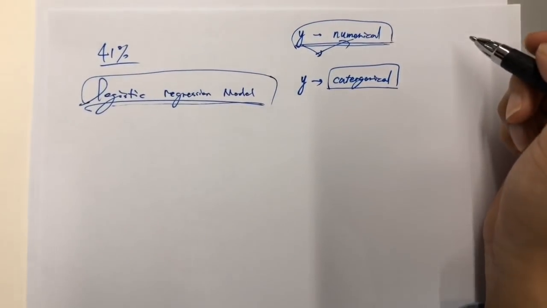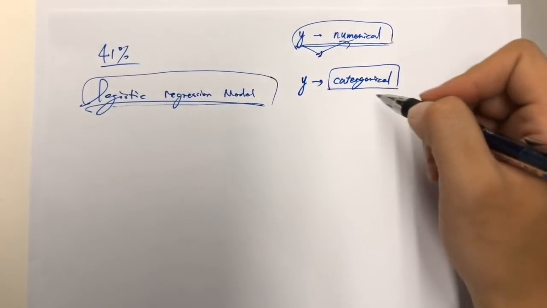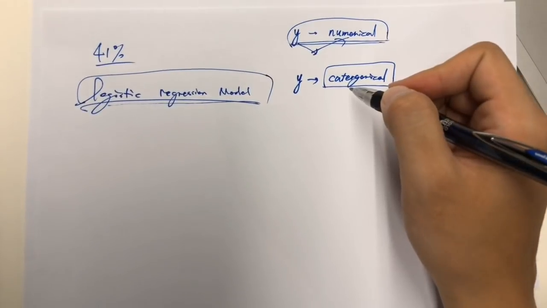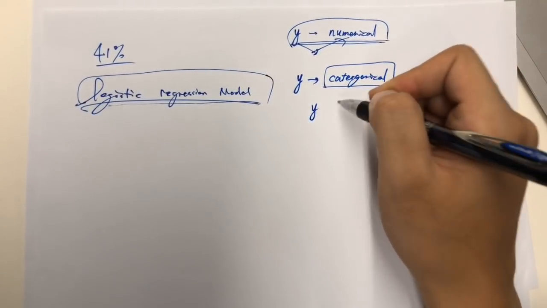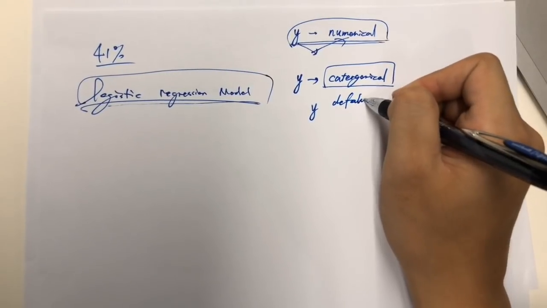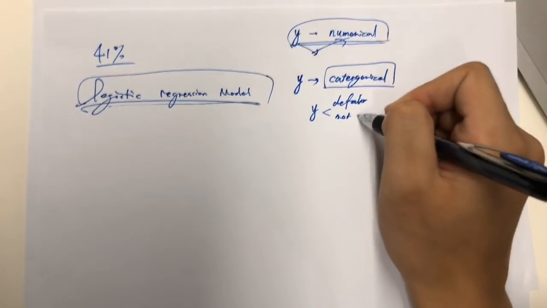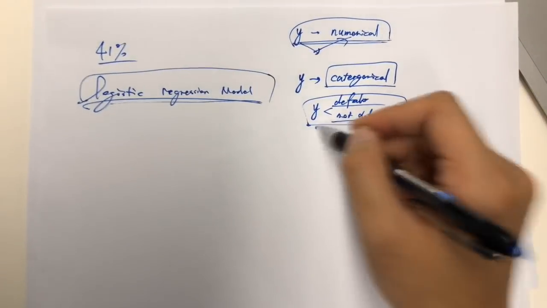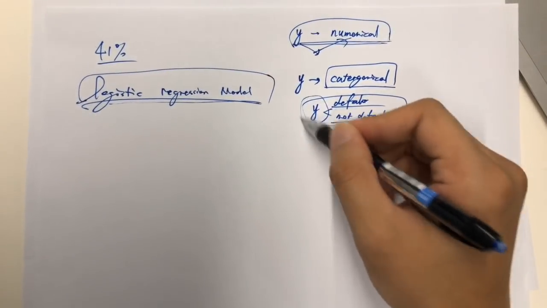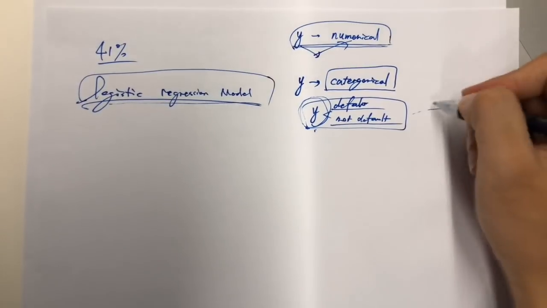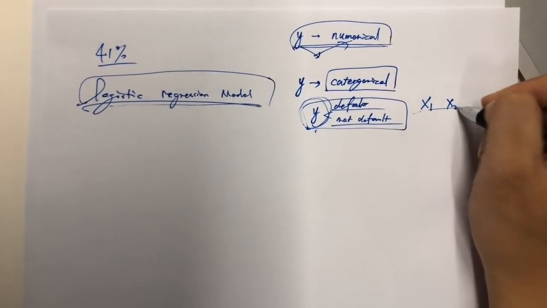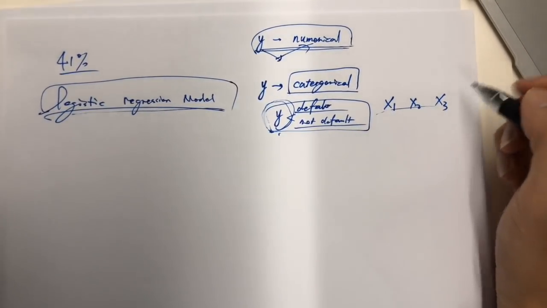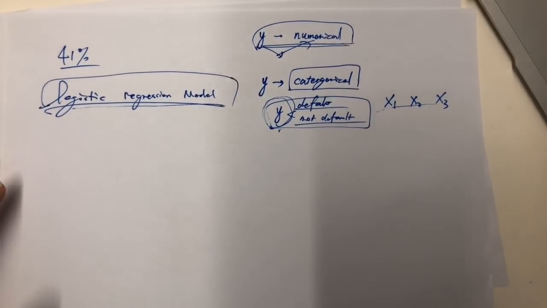When our y is categorical, for example, the most common example of logistic regression application is credit card default. So y can be default or not default. In this sense, it doesn't make any sense if you directly regress y on different independent variables. For example, x1 is your income, x2 is your savings, x3 is your age or education, many things, but it doesn't make sense.